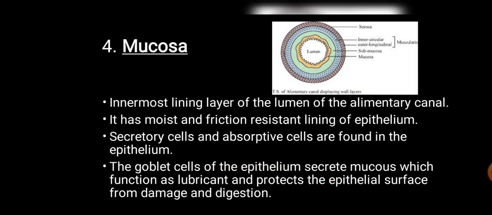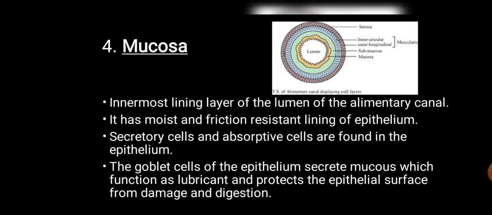The last layer, or the innermost lining layer of the lumen, is the mucosa. Lumen is the space through which the food passes. The mucosa is highly moist and friction resistant, made up of a thin lining of epithelium. This epithelial tissue carries secretory cells which secrete certain secretions, and absorptive cells which have the function to absorb. In addition, it also contains goblet cells.